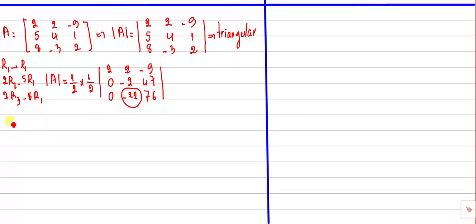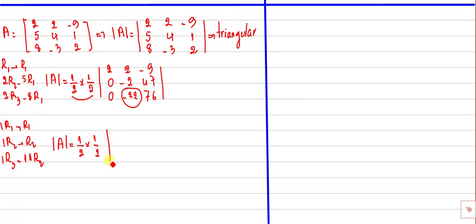To be 0. So I write R1 from R1, R2 from R2. But R3 I want to be 0 in this case. So I write R3 minus 11 over 2. So our determinant of A is equal to, because this one is number 1 and number 1, so it's the same. It does not change the determinant. So we write 1 over 2, multiply with 1 over 2, and this one is 2, minus 9.